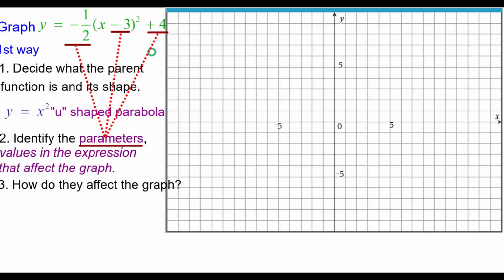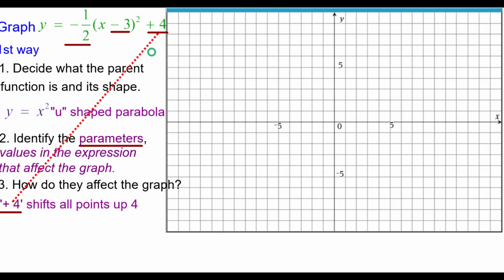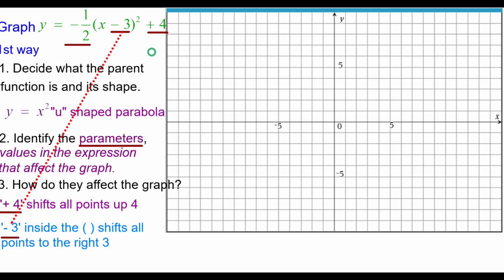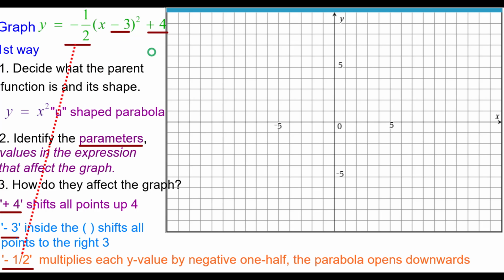And how do they affect the graph? Well, the +4 shifts all points up 4. The -3 inside the parentheses shifts all points to the right 3. And the -1/2 multiplies each y value by -1/2, and the parabola opens downwards.